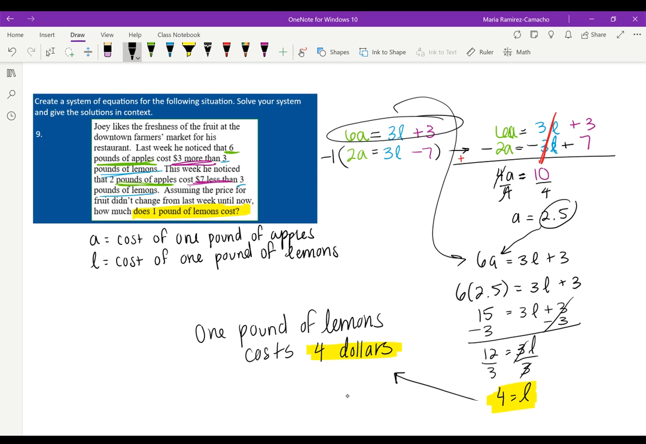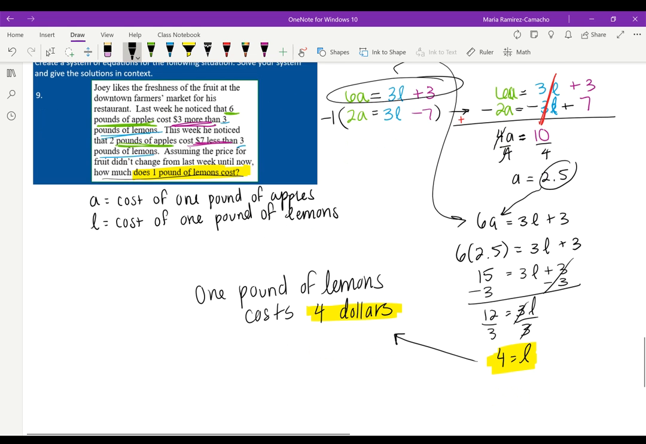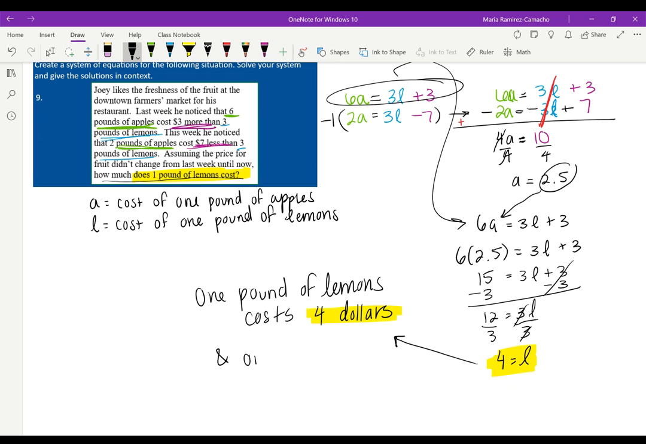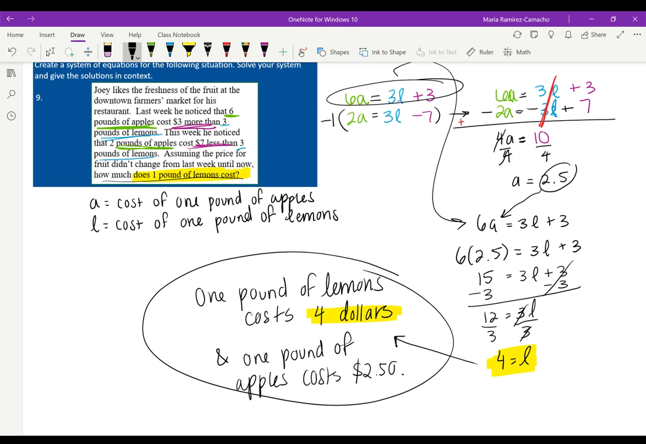And although the question didn't say how much a pound of apples costs, we can add that in too. And 1 pound of apples costs $2.50 because we got 2.5. Okay, and that's it. After we've created our two equations and we've solved, we have put our answer back into context. So relating it back to the word problem.